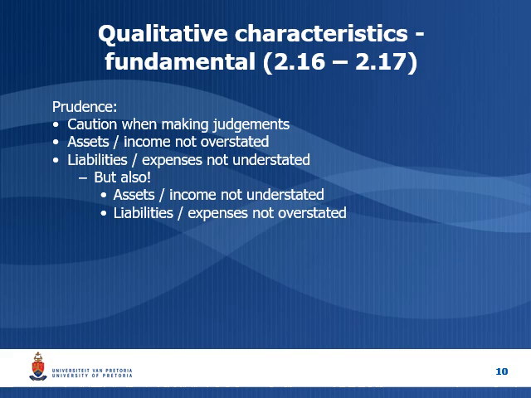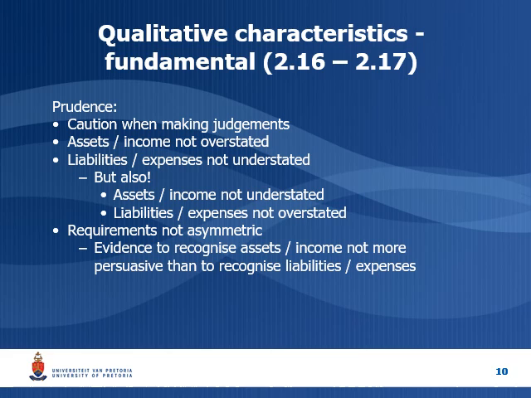It is important to understand that the requirements for prudence are not asymmetric. In other words, you don't need stronger evidence or more certainty to recognize assets and income than to recognize liabilities and expenses. The requirements of some standards may, however, be asymmetric.